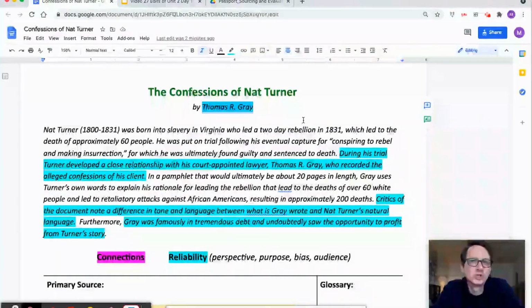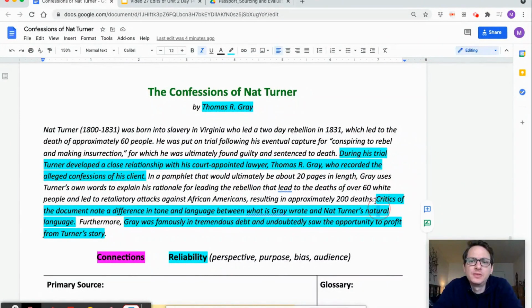when considering the author's perspective. We can see in this next part that I highlighted that it was actually his lawyer that wrote this down, but they used the word alleged confessions of his client right here. Now, the word alleged is definitely a red flag because it means supposed or believed to be, but not certain.